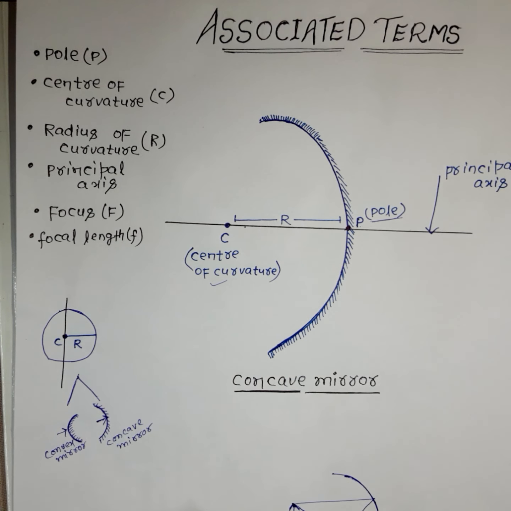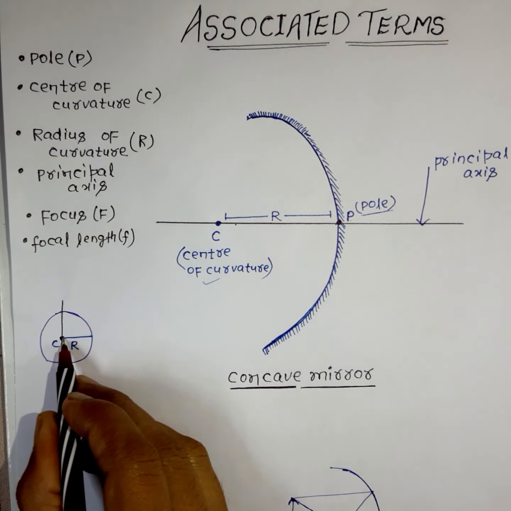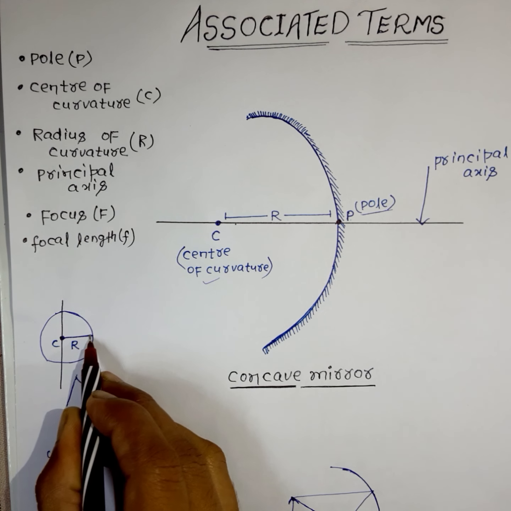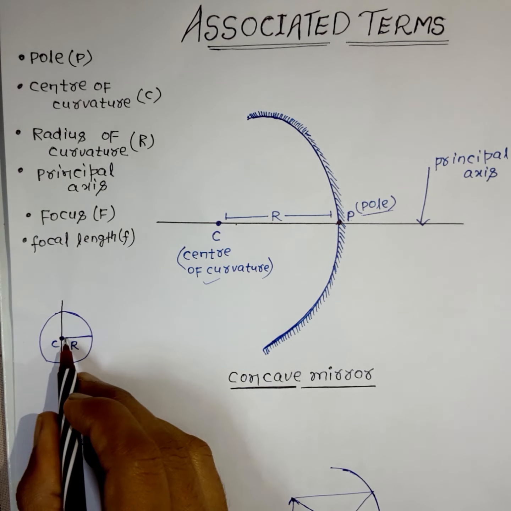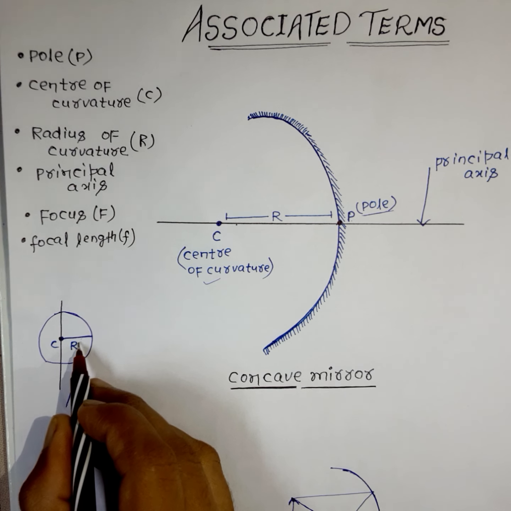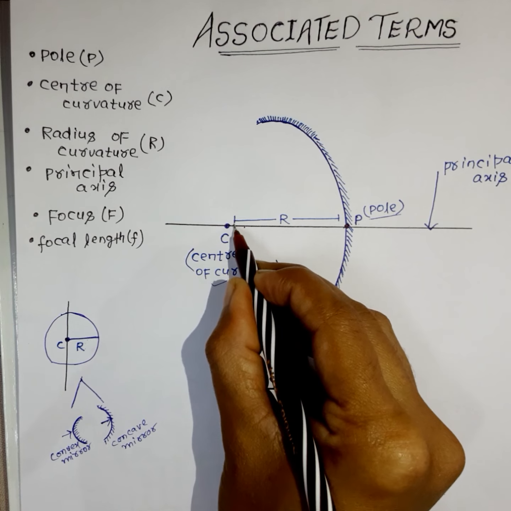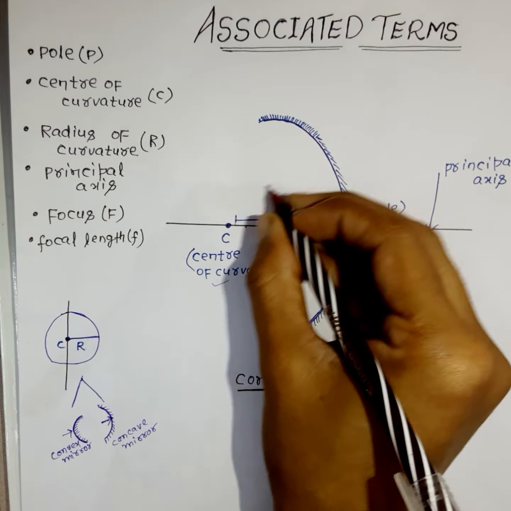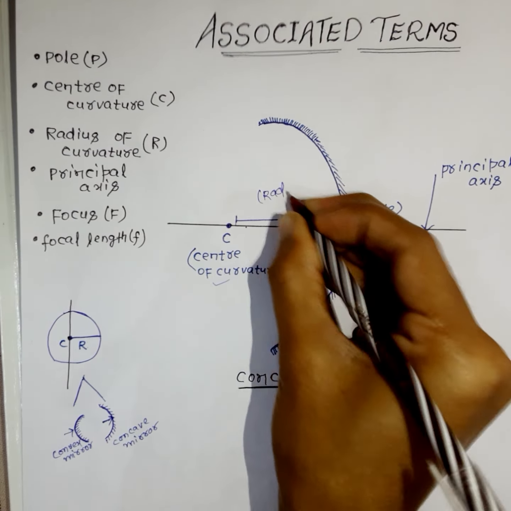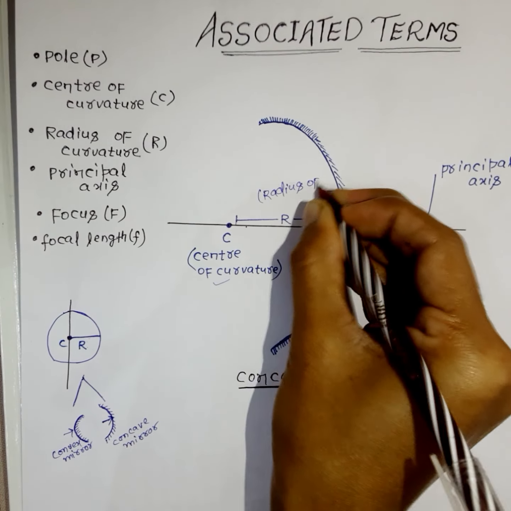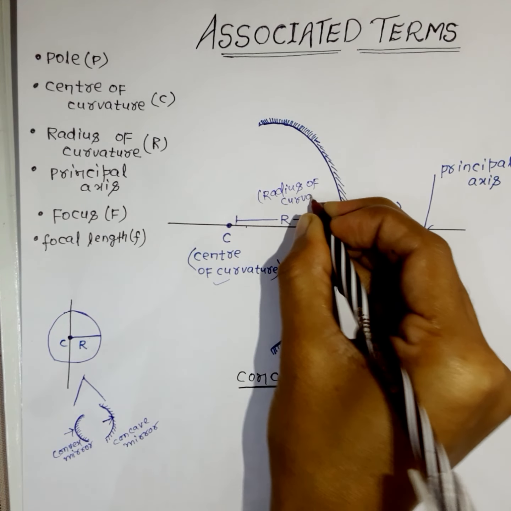Okay. Then in a circle, the radius is present. So this is the radius for the circle or for the sphere. In this mirror also, this is the radius. This is the radius of curvature.